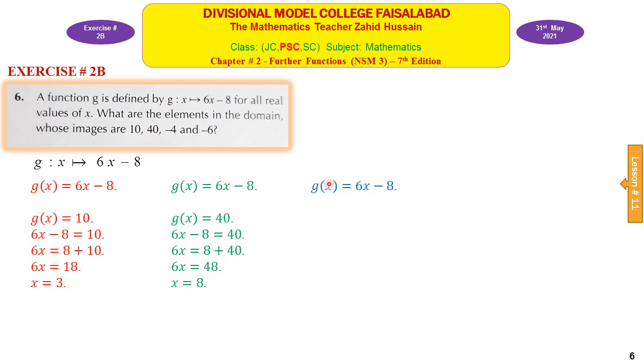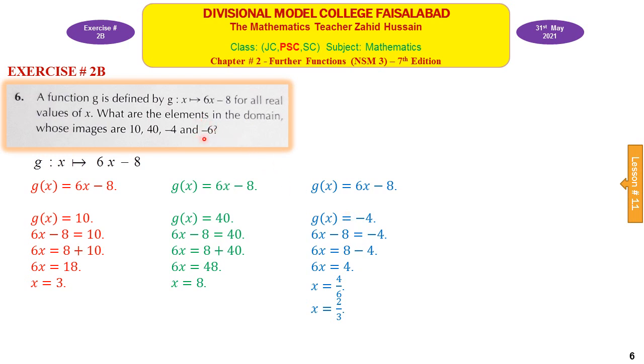Similarly, you are asked to find the value of x, that is the domain element, which when we put in this equation we get minus 4. So g of x is equal to minus 4. 6x minus 8 is equal to minus 4. 6x is equal to plus 8 minus 4. 6x is equal to 4. X is equal to 4 over 6 and x is equal to 2 by 3. So when we put x is equal to 2 by 3 in this equation, we will get minus 4.